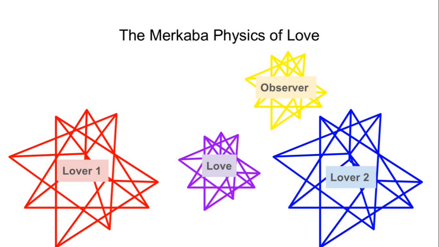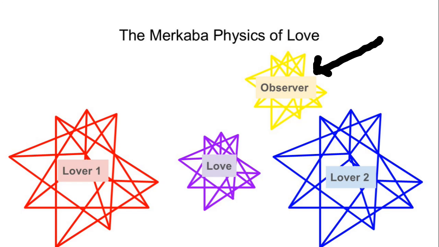And depending on where they're observing, if they're over on this side, then their point of view is going to be more in line with what lover 2 experiences of this relationship. So this observer might be the best friend of lover 2 and kind of see this love affair more like their friend does than their friend's partner, which can complicate relationships, as we all know.